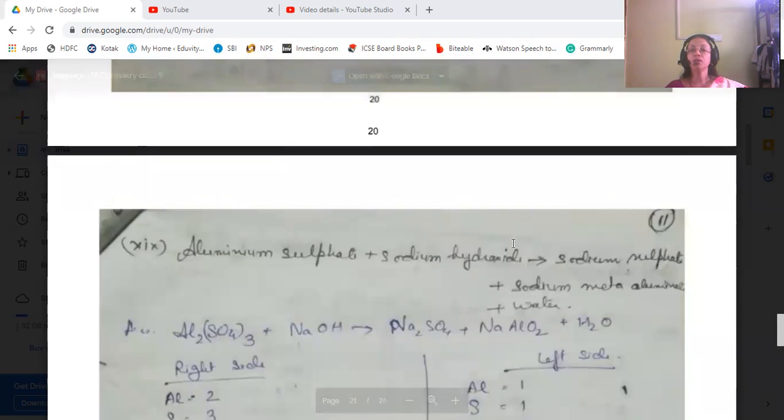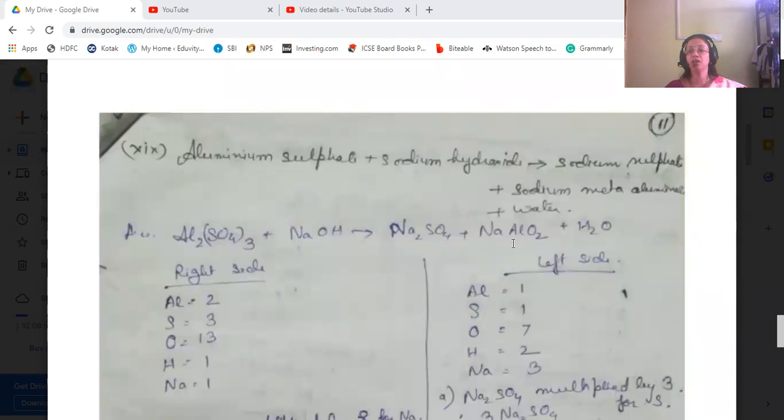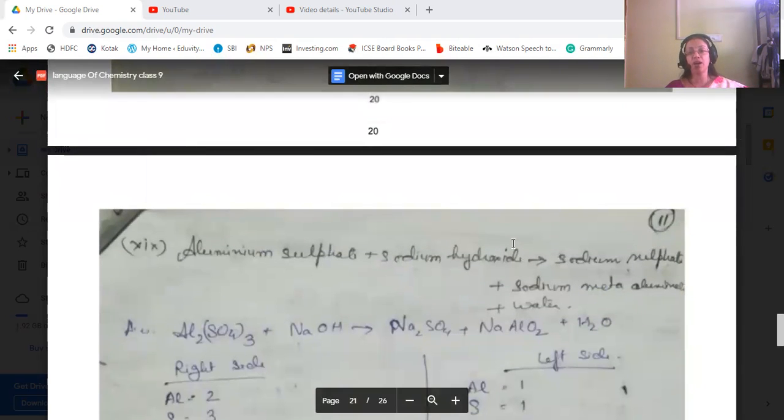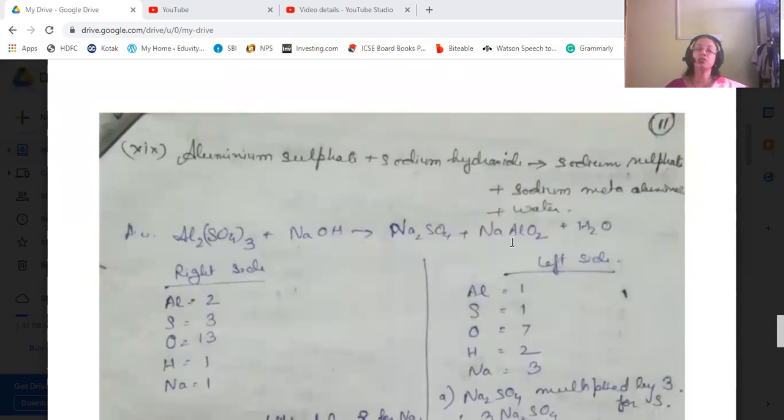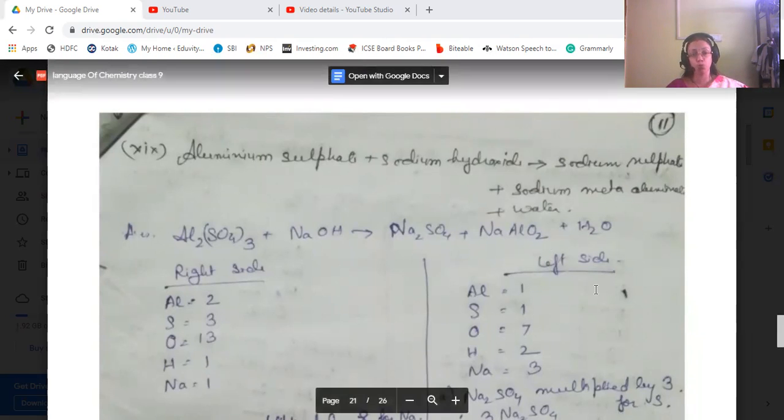Okay. Next is aluminium sulfate plus sodium hydroxide gives us sodium sulfate plus sodium meta-aluminate plus water. So the equation is this way: Al2(SO4)3 plus NaOH gives Na2SO4 plus NaAlO2 plus H2O. Sodium meta-aluminate formula is NaAlO2.